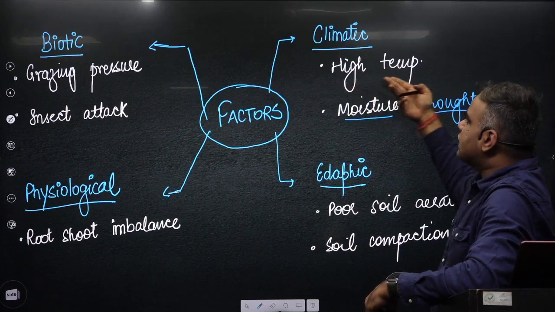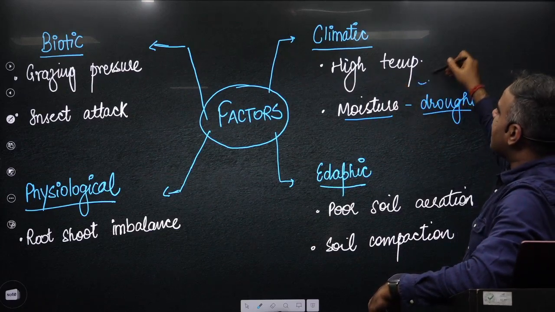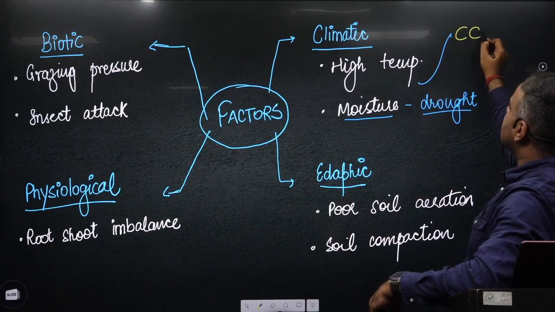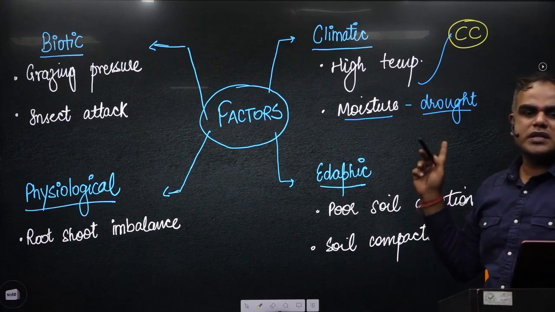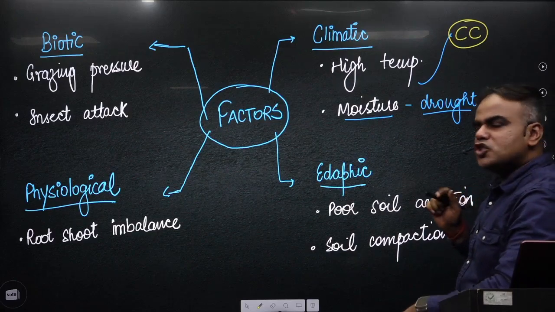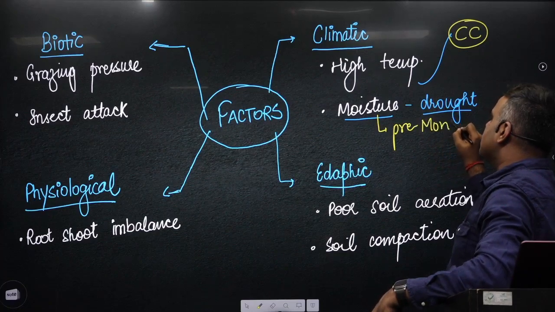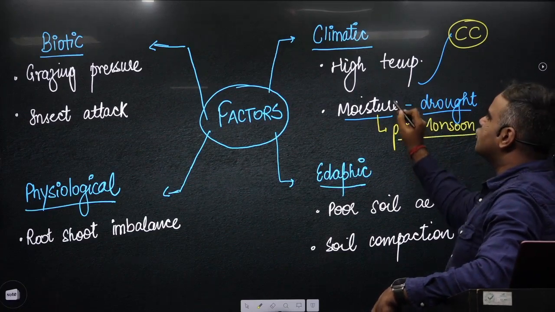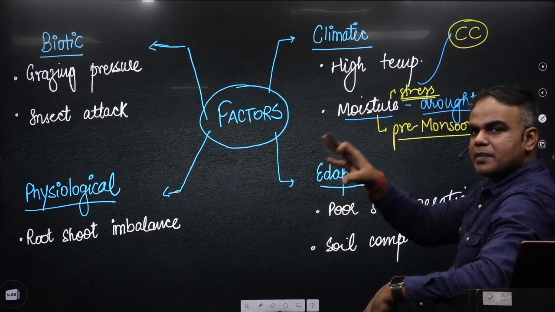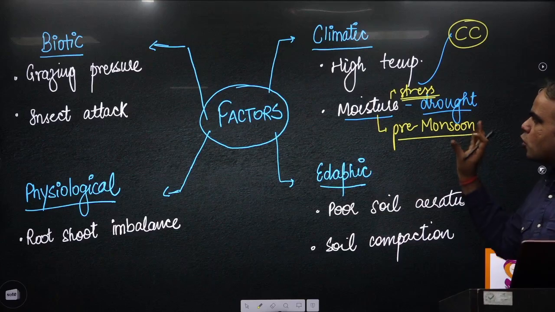If the temperature is excessively high, or if there is low moisture, plus add to this the aspect of climate change, which will make these conditions even more vulnerable. So this is the first reason why this happens. Now the moisture part will happen more in pre-monsoon. In the pre-monsoon phase, the moisture stress is considerably high, and during these conditions the dieback phenomenon can happen in sal forest, or Shorea robusta.